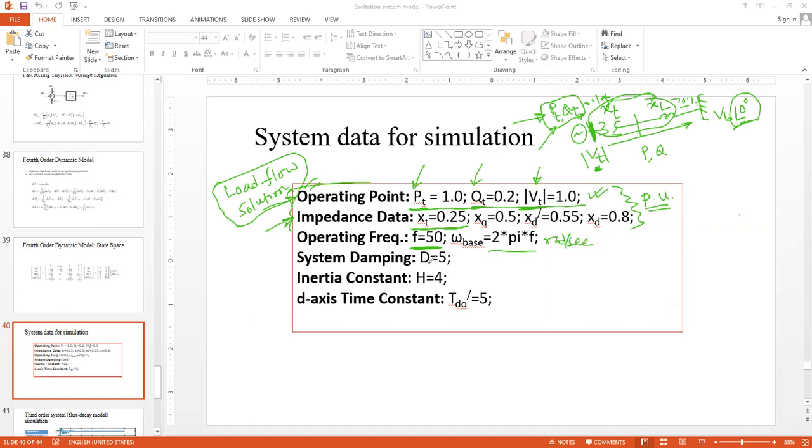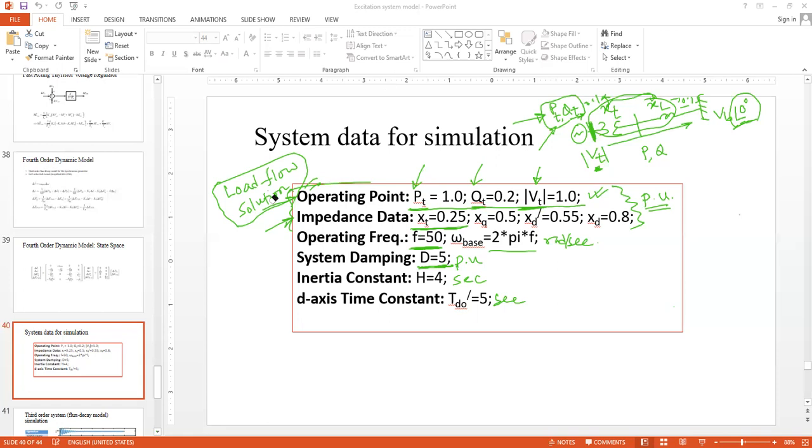The system damping is a constant, so it's unitless, T equals 5. You can say per unit. Inertia constant is in seconds. It's 4, and this is in seconds. The dx is the time constant. It's 5 seconds. So with this set of data, we actually simulated the system.